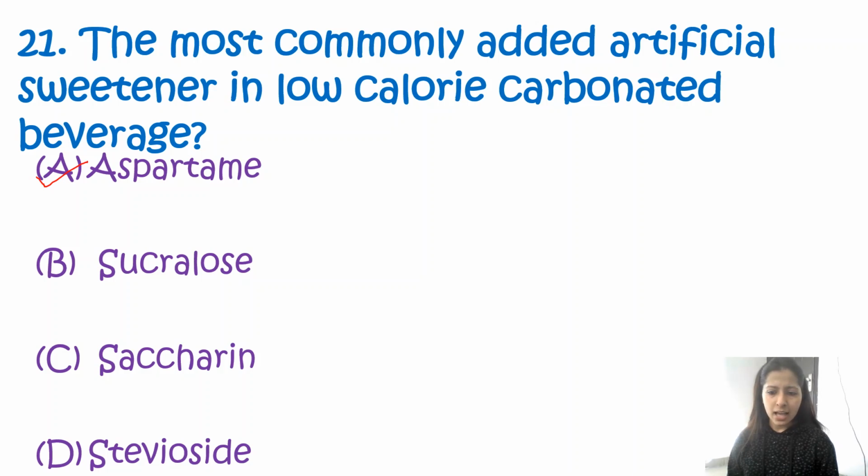Actually, aspartame, as we have discussed earlier, is a methyl ester of a dipeptide derived from aspartic acid and phenylalanine amino acids, and it is 200 times sweeter than sucrose. So it is an artificial sweetener used in low-calorie carbonated beverages, soft drinks, chewing gums, candies, and desserts. So my correct option will be option A, that is aspartame.